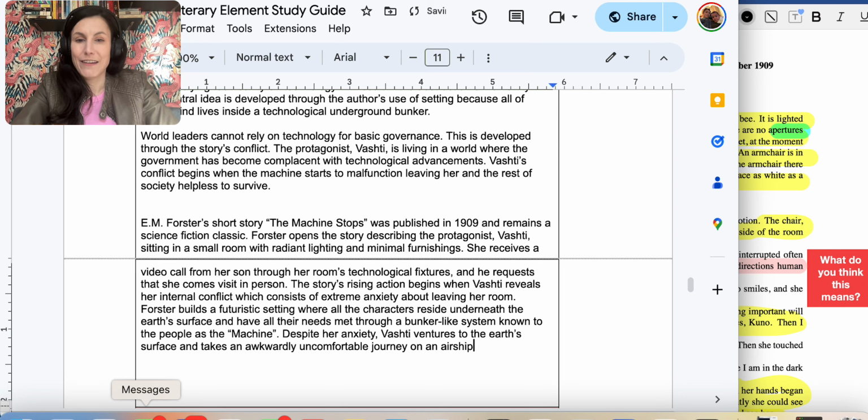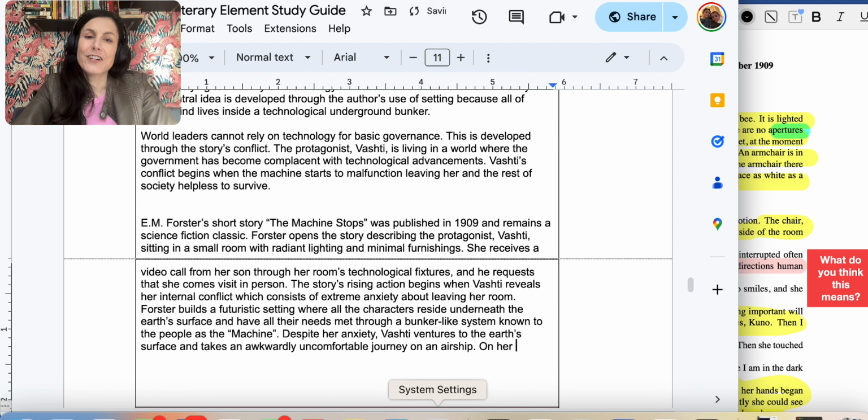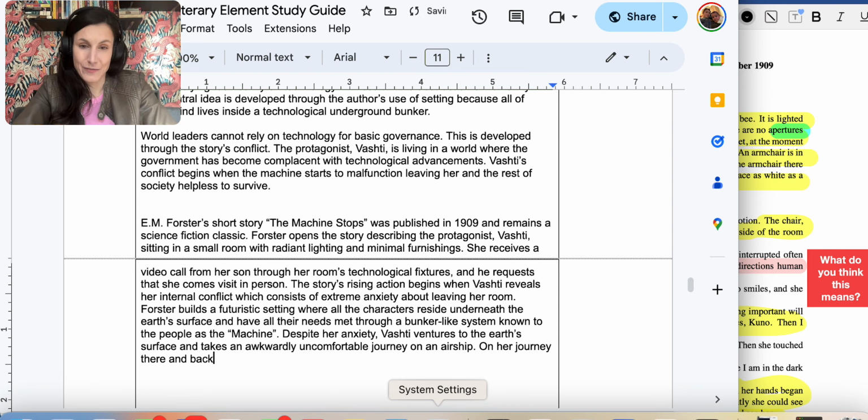We don't want to give away too much, but we're leading up to our thesis about how technology will be on her journey there and back. The reader catches an ominous view of what can happen if society grows too dependent on technology.